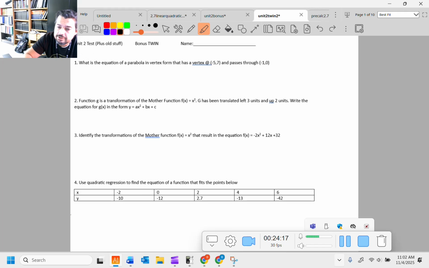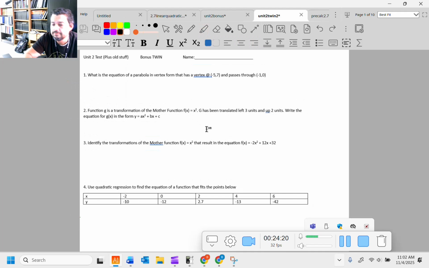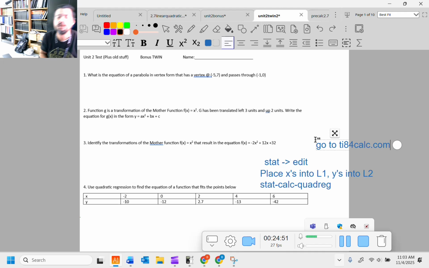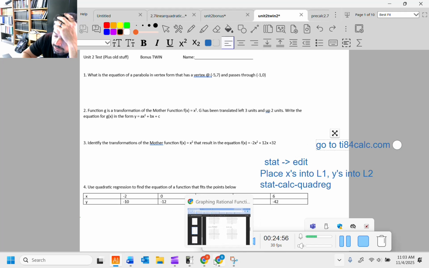Number 4, use quadratic regression. Quadratic regression is not hard to do. You just place your x's into list 1 and your y's into list 2. And then you press stat, calc, quad reg. By the way, to get here, you go to stat, you just choose edit. And again, play along, like go get a calculator, go to ti84calc.com and fire up a calculator and play along, kids. I know you don't have calculators. That's why I told you where to get one.